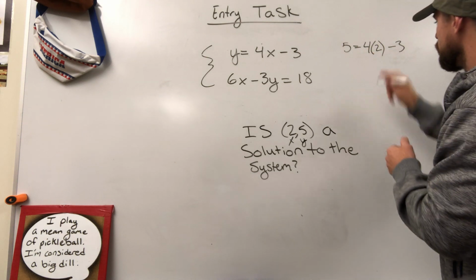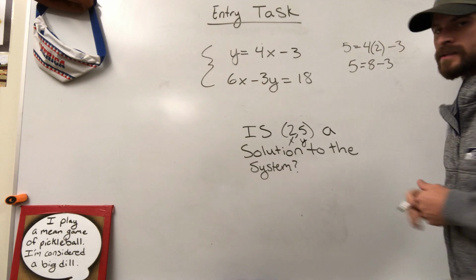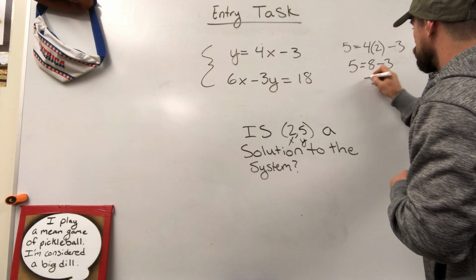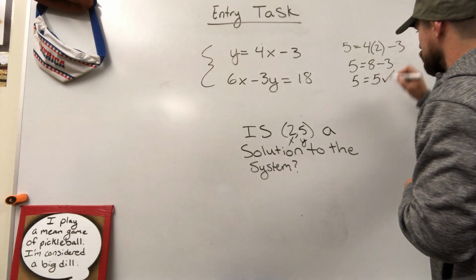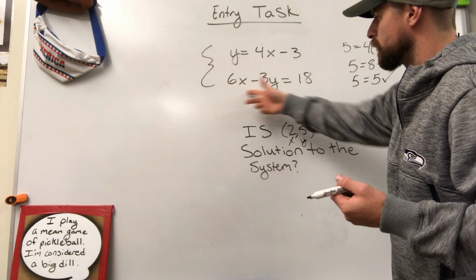4 times 2 is 8. 8 minus 3 equals 5 is what this is saying. And we all know that 8 minus 3 does equal 5. So this first equation checks. So far, I like what I'm seeing, but I have to make sure it checks for both.